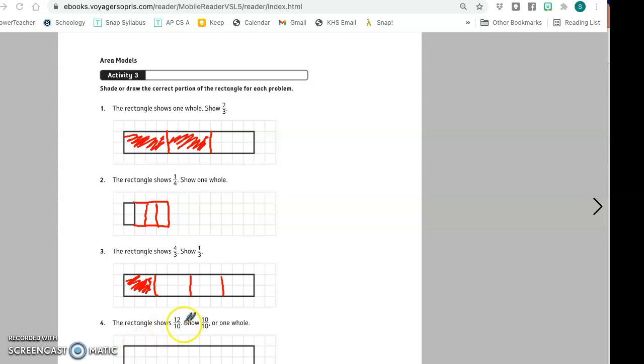This last part, the rectangle shows 12/10, right? So there's 12/10 here, and it wants us to show 10/10 or 1 whole. Well, if there's 12, 1, 2, 3, 4, 5, 6, 7, 8, 9, 10, 11, 12 here, 10 would be everything to the left of this line. This would be 10/10 over here, and then 2/10 right here makes up 12/10. That's that part.